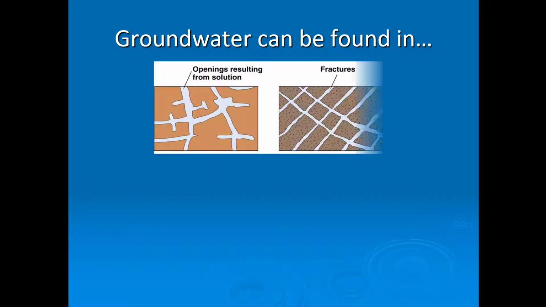You can find groundwater in a whole bunch of different places. You can find it in areas where there's been dissolution of the bedrock, like where there are caves. You can also find it in igneous and metamorphic rock layers where the bedrock, although it's crystalline, can be fractured.